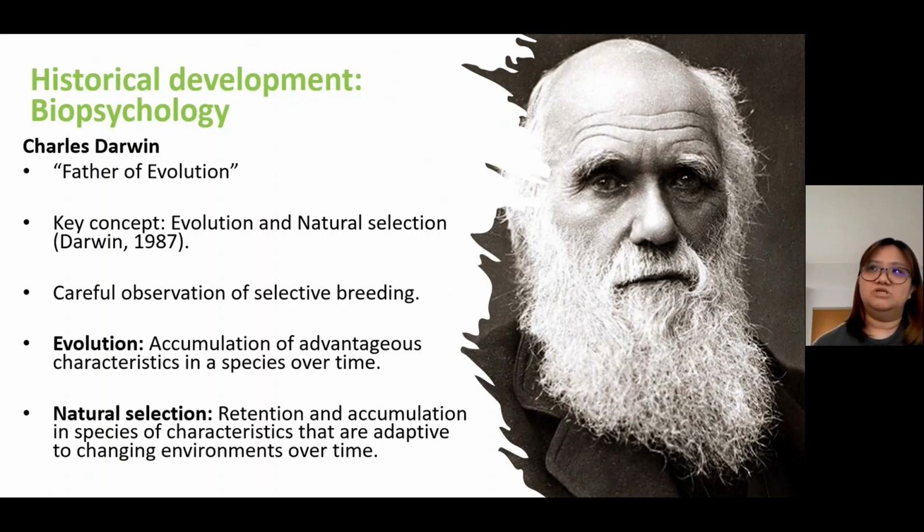So, Charles Darwin conceptualized evolution as the accumulation of advantages. The keyword is advantages, characteristics in a species over time. In terms of making sure the good traits and the good characteristics are inherited, he came out with a more specific term called natural selection. Natural selection is known as the retention and accumulation in a species of characteristics that are more adaptive to the changing environment over time.